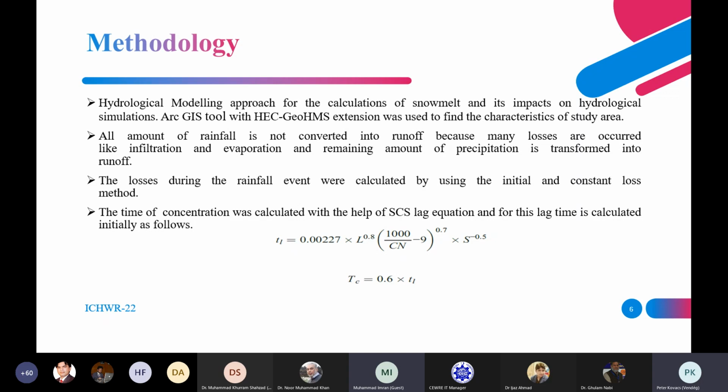The time of concentration was calculated with the help of SCS lag equation, and for this lag time is calculated initially as follows. TL is equal to 0.00227 L^0.8 (100/CN)^0.7 multiplied by slope S^-0.5. Here CN is a curve number value, TL is lag time in hours, S is slope, and L is main stream length in meters, TC is time of concentration in hours.